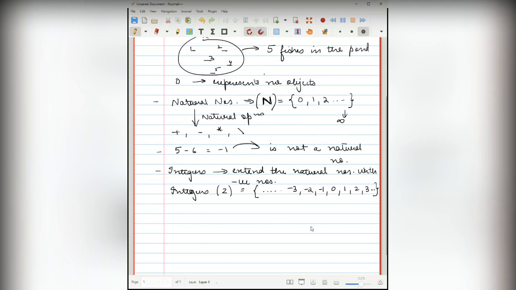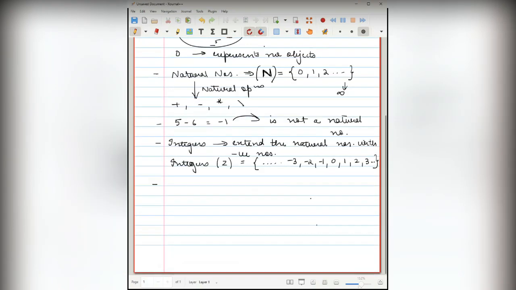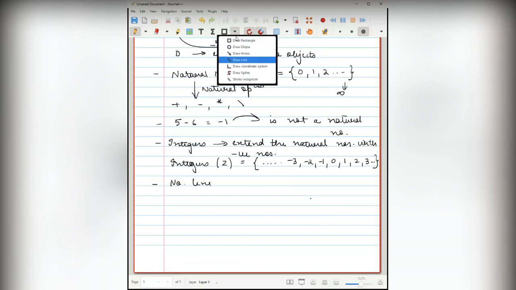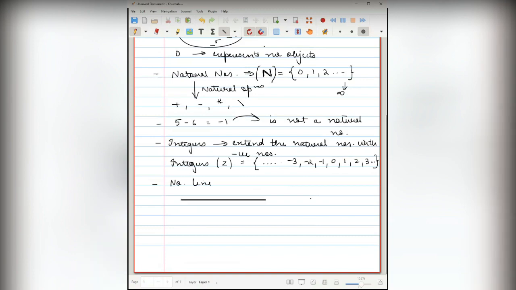Obviously, we can show this on a number line also. I try to create a number line here. This means that it is extended towards infinity on this side, and towards -infinity on the other. In the middle, we have 0, we have 1 on this side, and so on. And on the other hand, we have -1, -2, and so on.